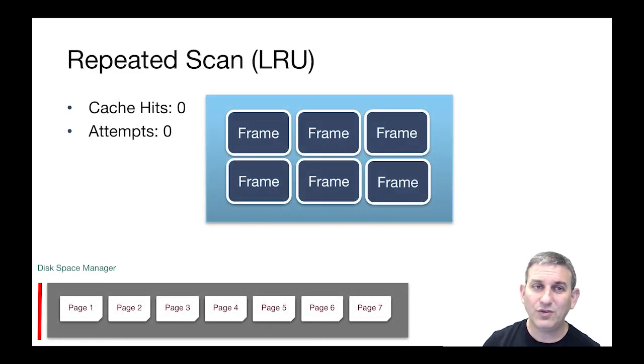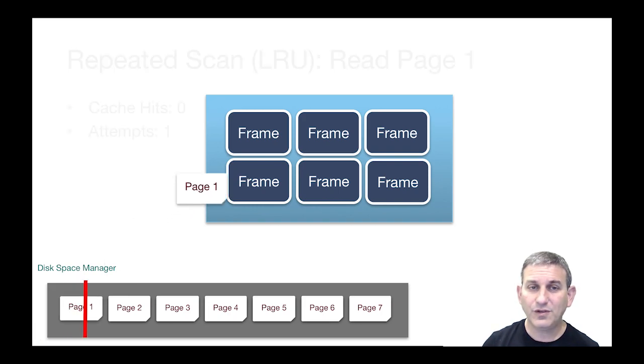So let's look at LRU under repeated scans. And as we scan this file at the bottom, which we're going to scan over and over, we're going to keep track of how often we have a hit in the cache. That is to say, we get a page request, and we find that page already in the buffer pool. That's called a cache hit. And then how many attempts do we look at? So how many requests did we get from up above? And we're going to look at what our hit rate is as a percentage of the attempts.